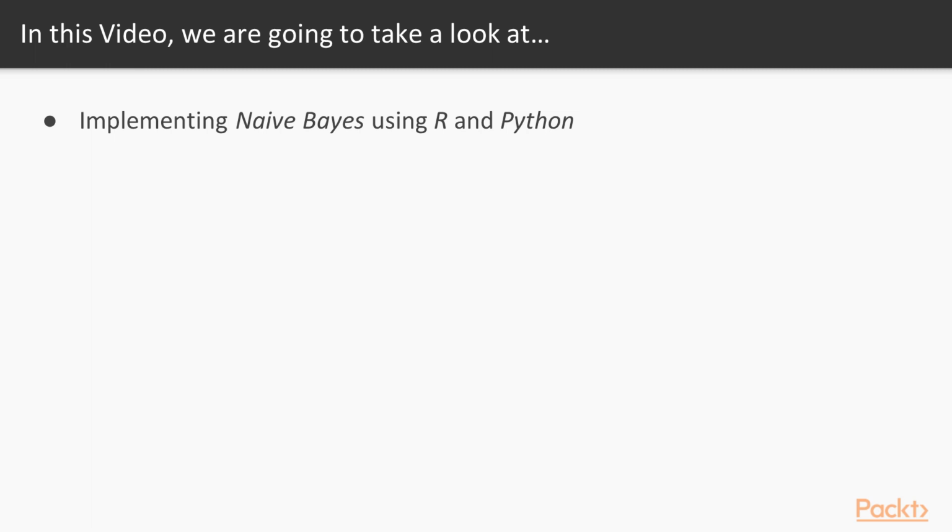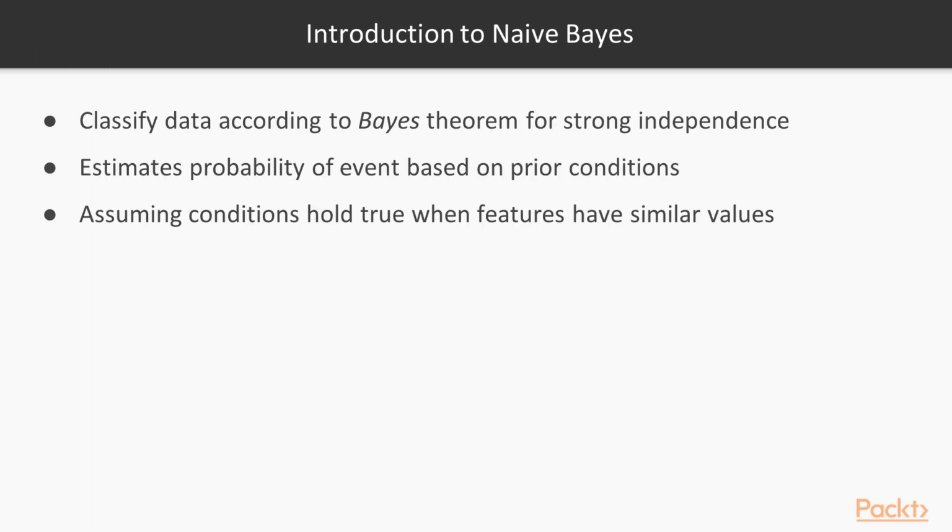In this video, we will implement naive Bayes using R and Python. Naive Bayes is an algorithm that uses probability to classify the data according to Bayes' theorem for strong independence of the features. Bayes' theorem estimates the probability of an event based on prior conditions. So overall, we use a set of feature values to estimate a value assuming the same conditions hold true when those features have similar values.